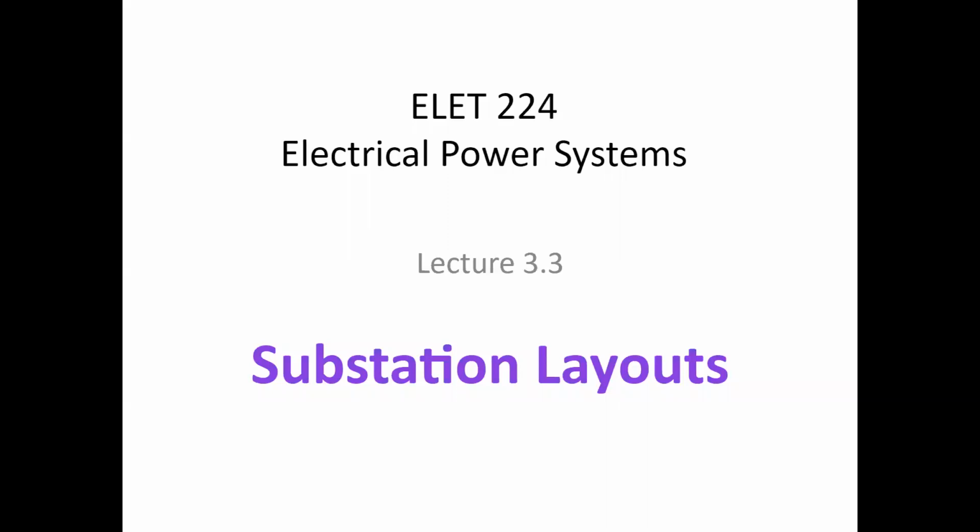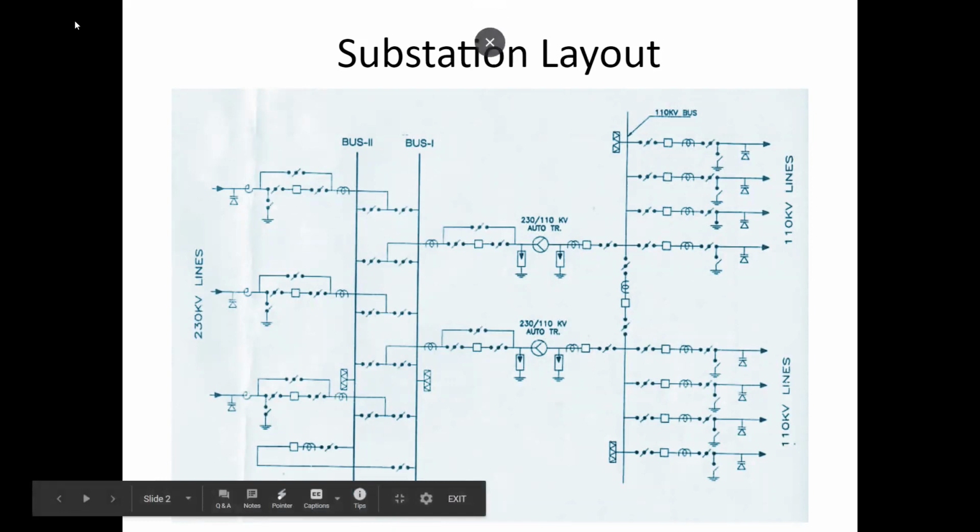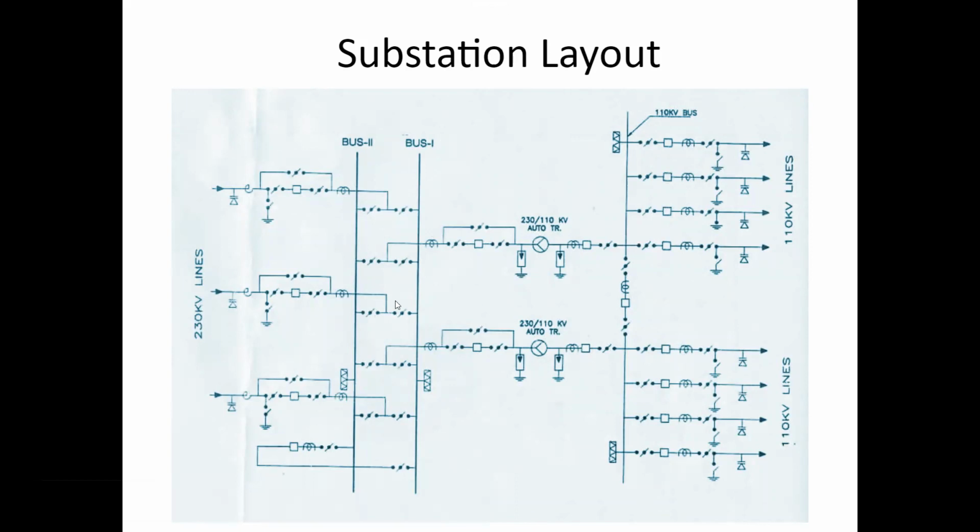Now we are going to see in this lecture how these devices are arranged in a substation, and that arrangement of those devices in a substation is called the substation layout. This is the picture of a substation layout. Here, this is a 230 to 110 kilovolt substation.